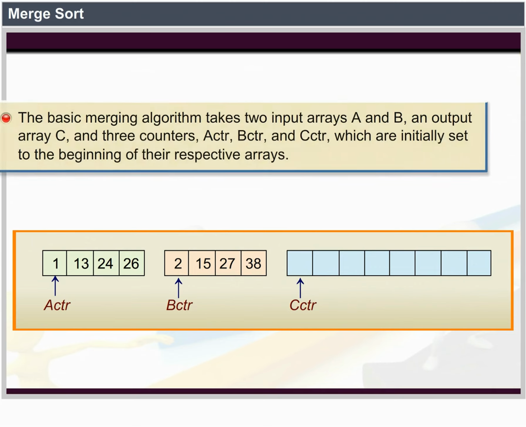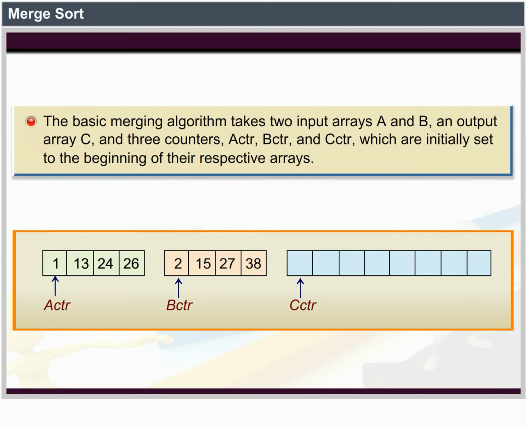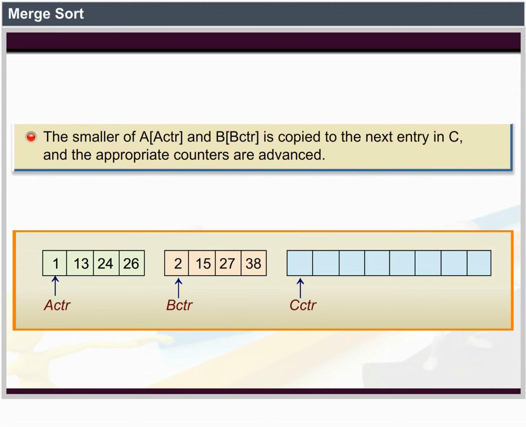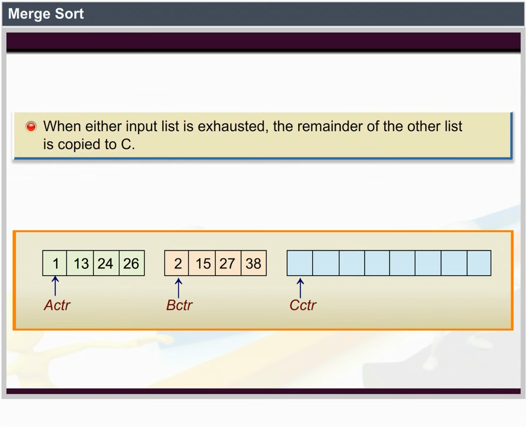The basic merging algorithm takes two input arrays, A and B, an output array, C, and three counters, Actr, Bctr, and Cctr, which are initially set to the beginning of their respective arrays. The smaller of A[Actr] and B[Bctr] is copied to the next entry in C, and the appropriate counters are advanced. When either input list is exhausted, the remainder of the other list is copied to C.